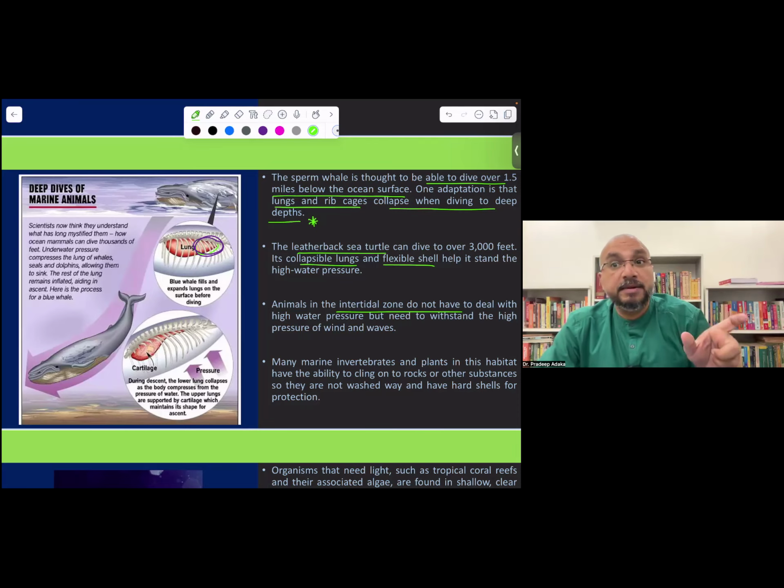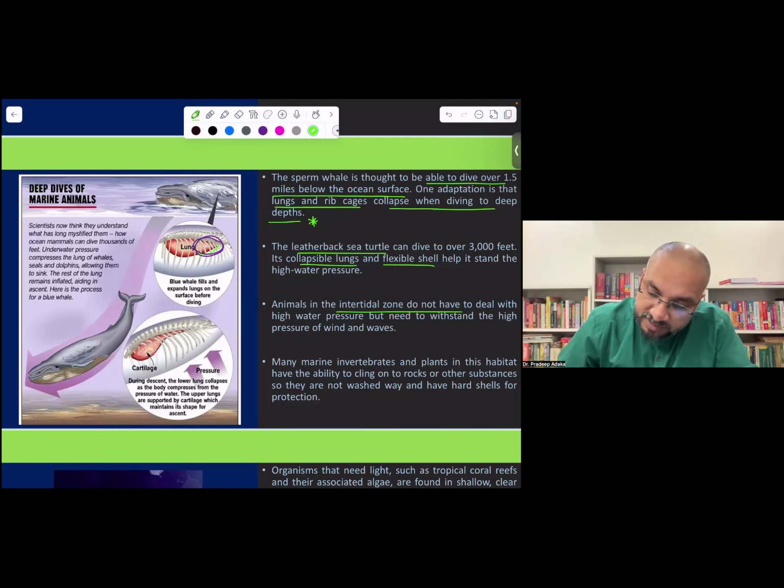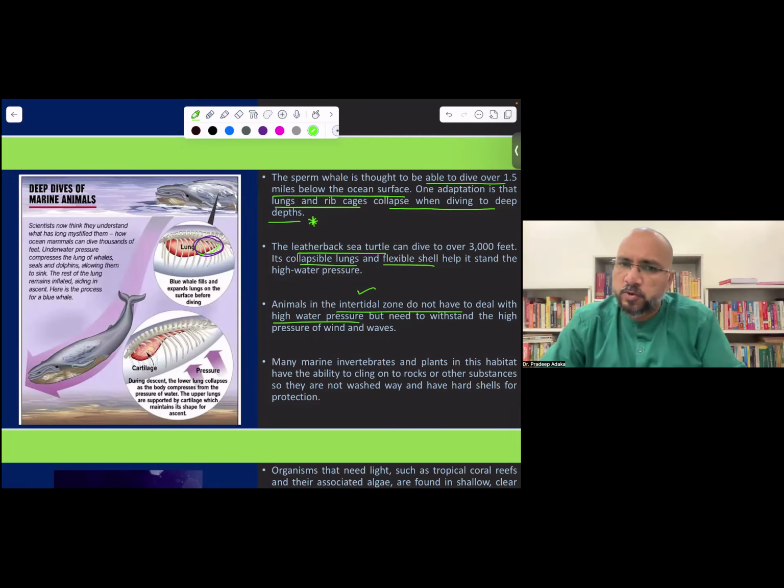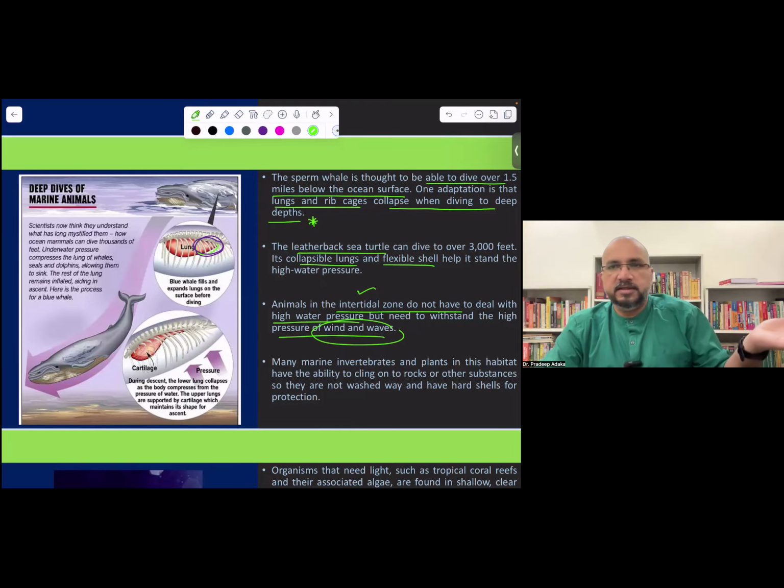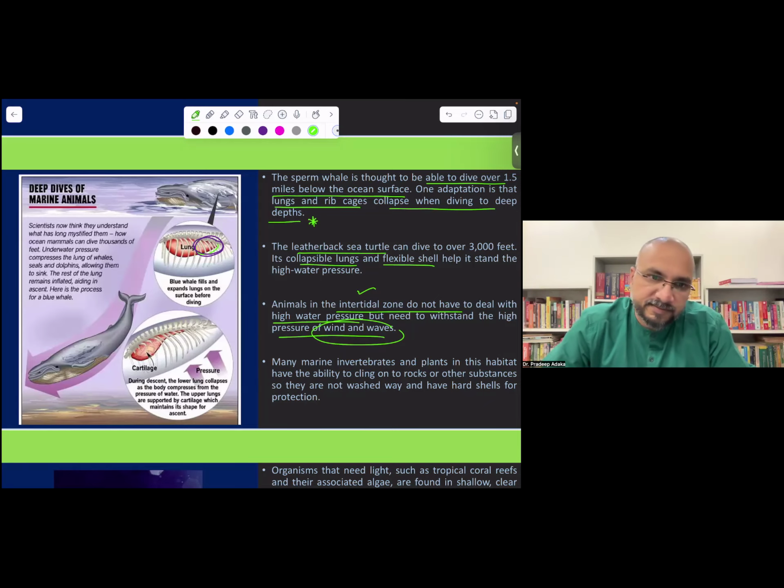So what about the plants or animals living in this intertidal zone? Animals in the intertidal zone do not have to deal with high water pressure because they are near the coast, almost on the land, but they need to withstand the high pressure of the wind and waves. The water will be moving faster, so they have to withstand this kind of stress. They are in shallow water, almost on the surface. At low tide, they will be exposed, on the land. At high tide, they will be submerged underwater. So they have to withstand this submergence and the movement of tides.